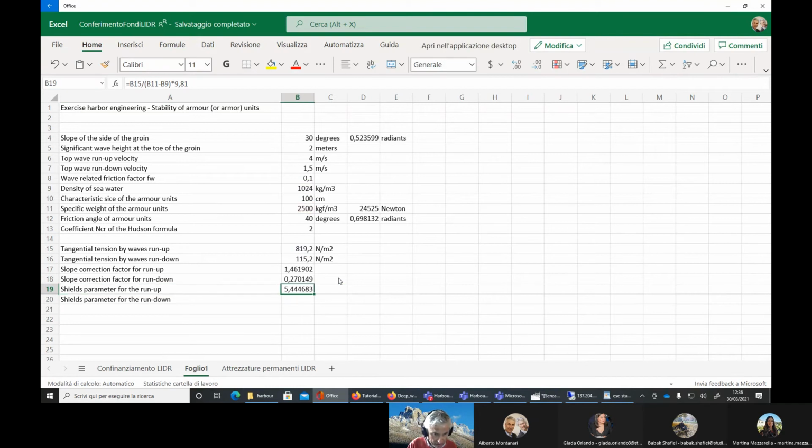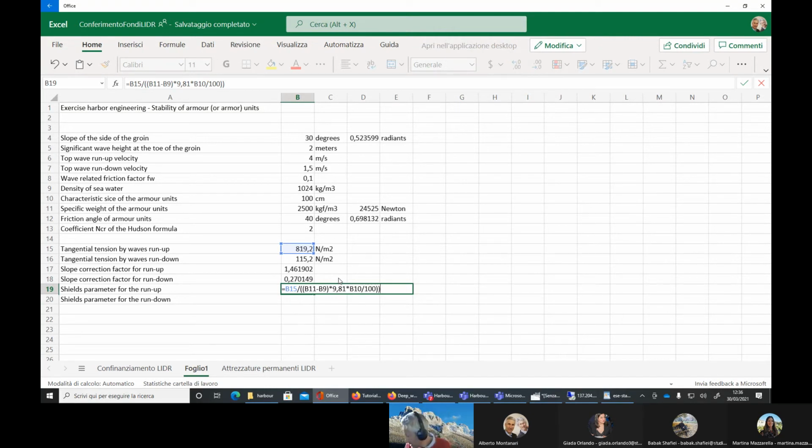Let me do it in this way. Let me put the parenthesis here. Okay, and then I have to multiply it by the characteristic size of the armor units. Here it is. And I would say that this is divided by 100 because I have to put it in meters. Fine. And then I have to close the parentheses. I think here we are. Let me count the parentheses. Yes, I think this is fine.